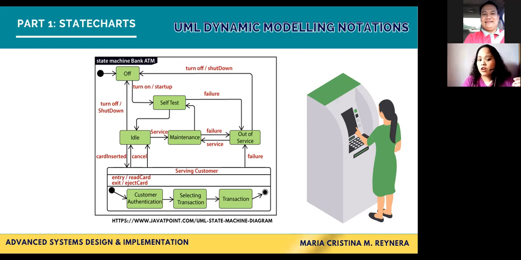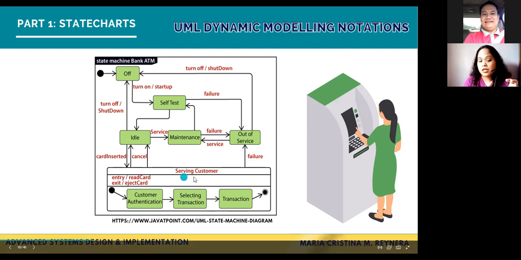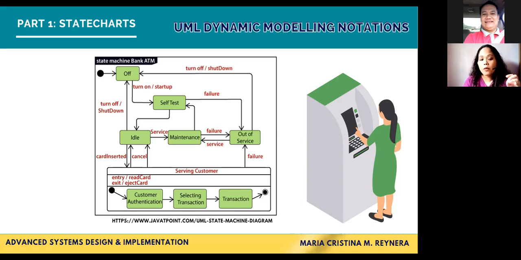Okay, so whenever the customer inserts a credit card or probably a debit card in the ATM card reader, the ATM state changes from idle to serving customer, wherein the customer will have a chance to perform different transactions. So here in the lower part, as you can see, serving customer is a composite state with sequential substates. So we have customer authentication, selecting transaction, and the transaction also as well.